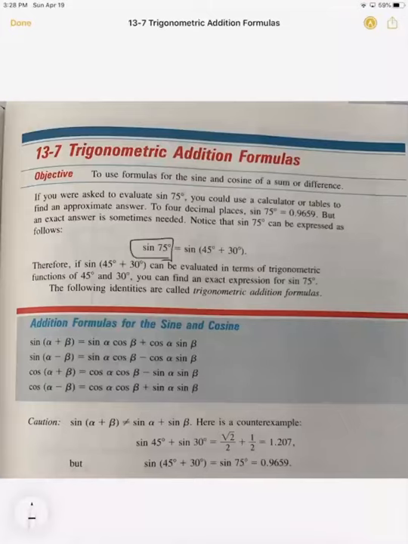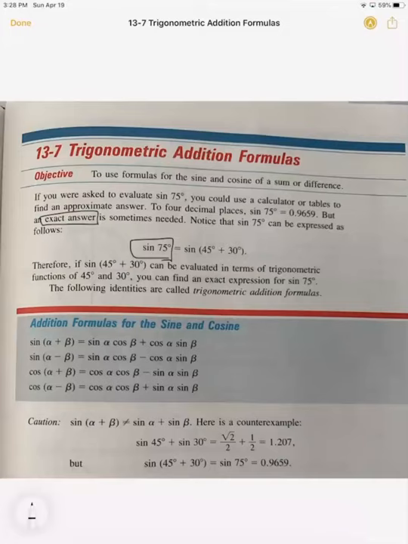You could put that in your calculator and you could get a decimal approximation for that. But sometimes you want to know the exact answer. Well, we've heard exact answer before. Whenever we see exact answer, we think of similar triangles. So that's what we're going to be using today in addition to these special formulas.